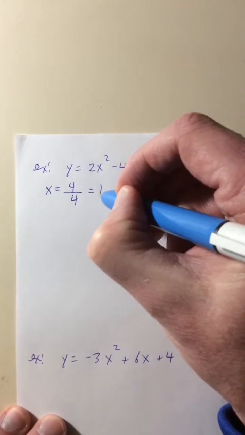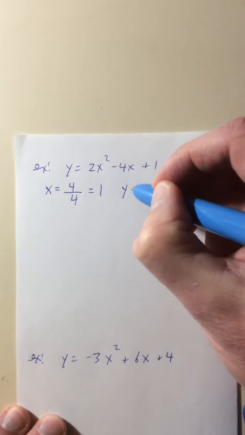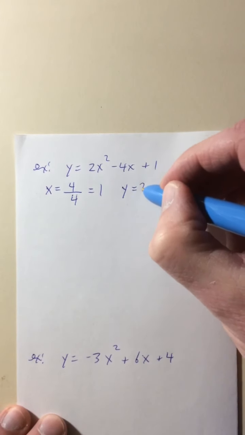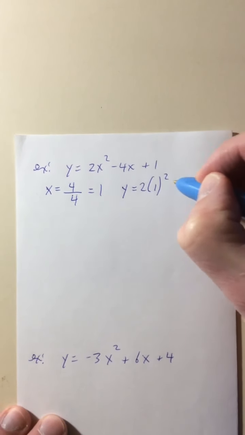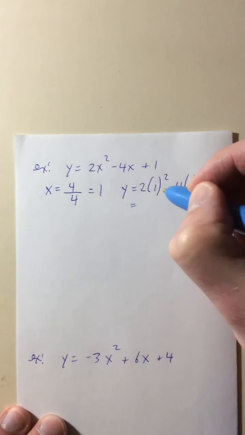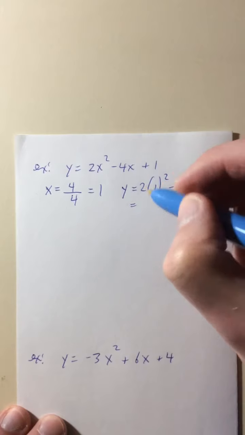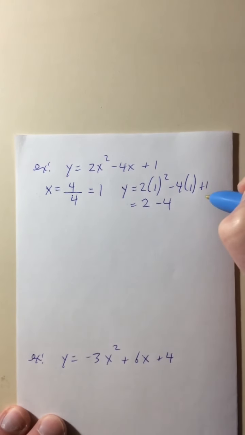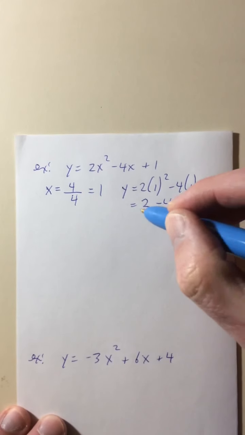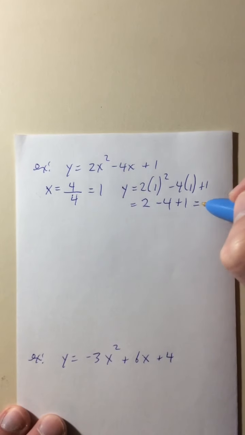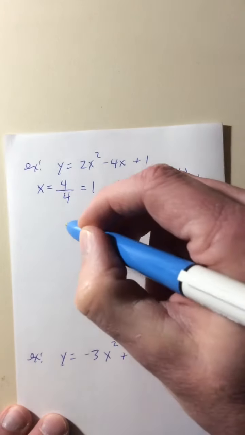So x equals 1. And again, we just take the 1 and we plug it in where the x's are so we can find y. So we got 2 times 1 squared minus 4 times 1 plus 1. So 1 squared, of course, is 1, times 2 is 2. Negative 4 times 1 is negative 4, plus 1. 2 minus 4 is negative 2, plus 1 is negative 1. So we got 1, negative 1 is our vertex.